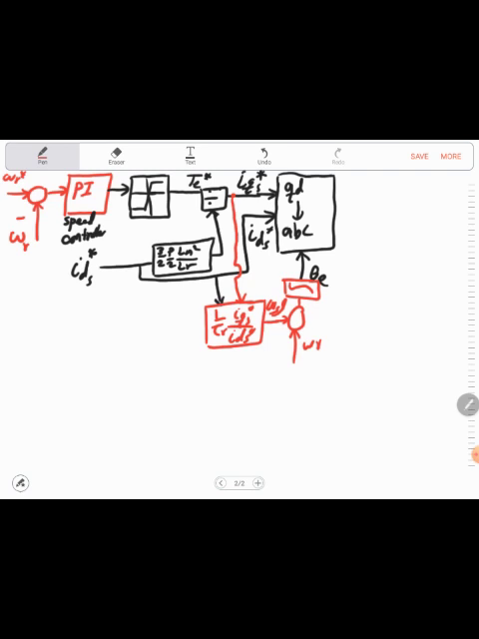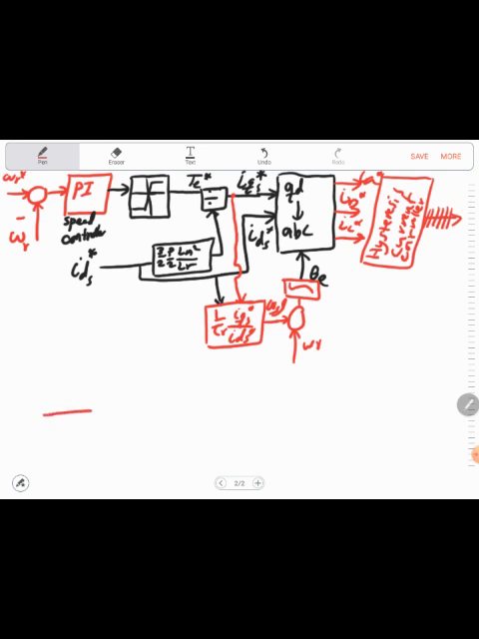Now, after that, we can have the IA reference, IB reference, and IC reference, and those can go to the hysteresis current controller, which is actually a nonlinear control, and this will give the gate pulses for the inverter, N6.